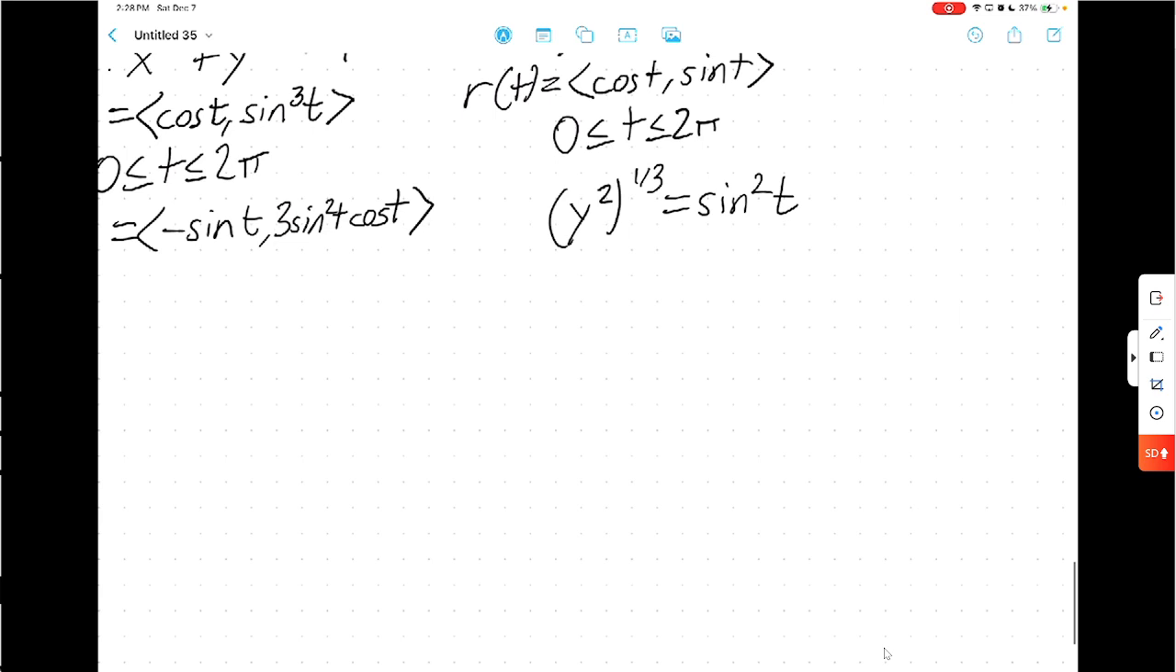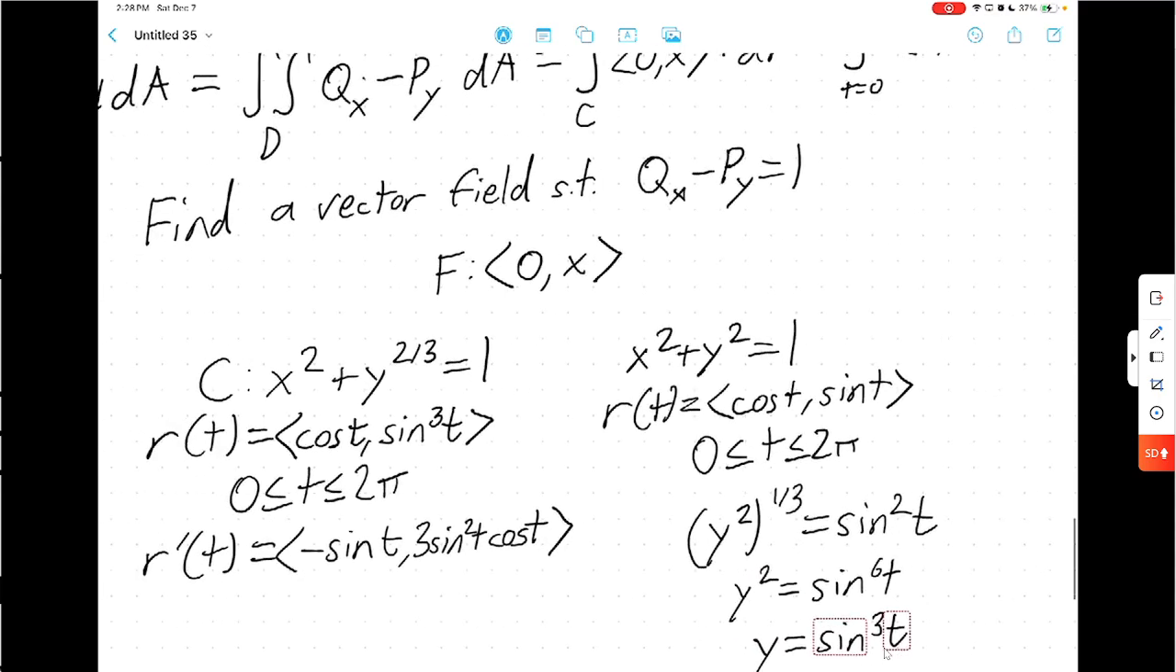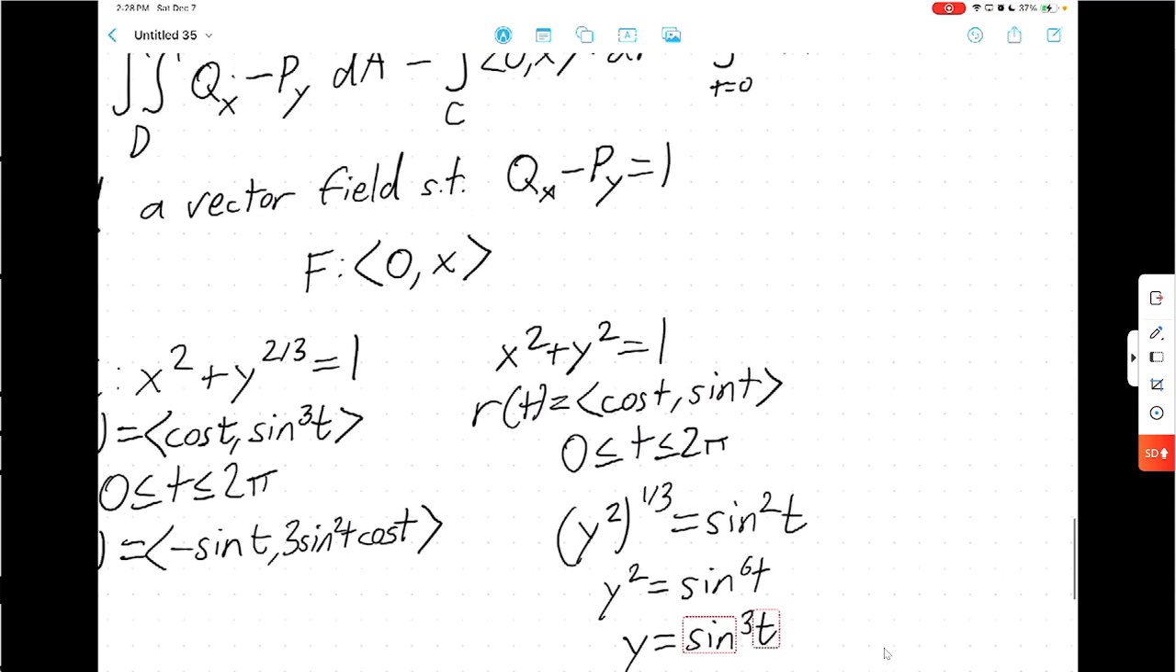So here, y squared to the 1/3 is equal to sine squared t. So y squared is equal to sine to the 6th t, and therefore y is equal to sine cubed t. Okay, thank you. No problem.